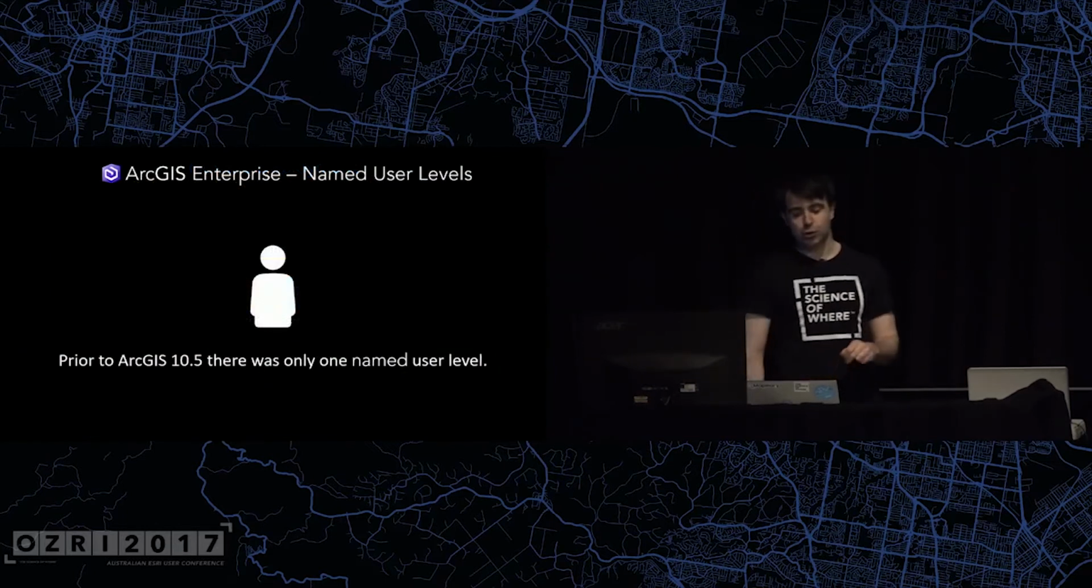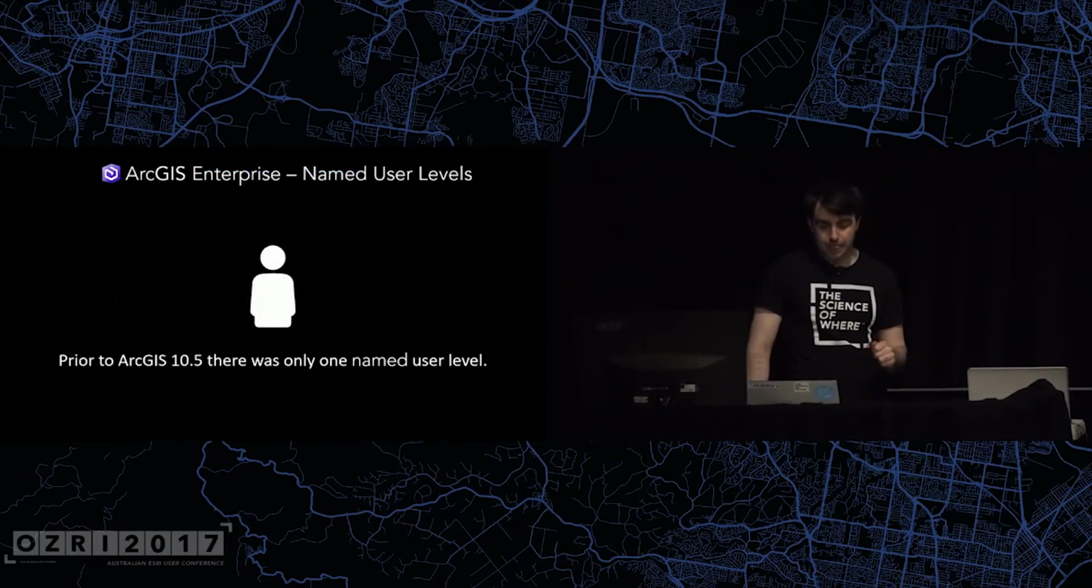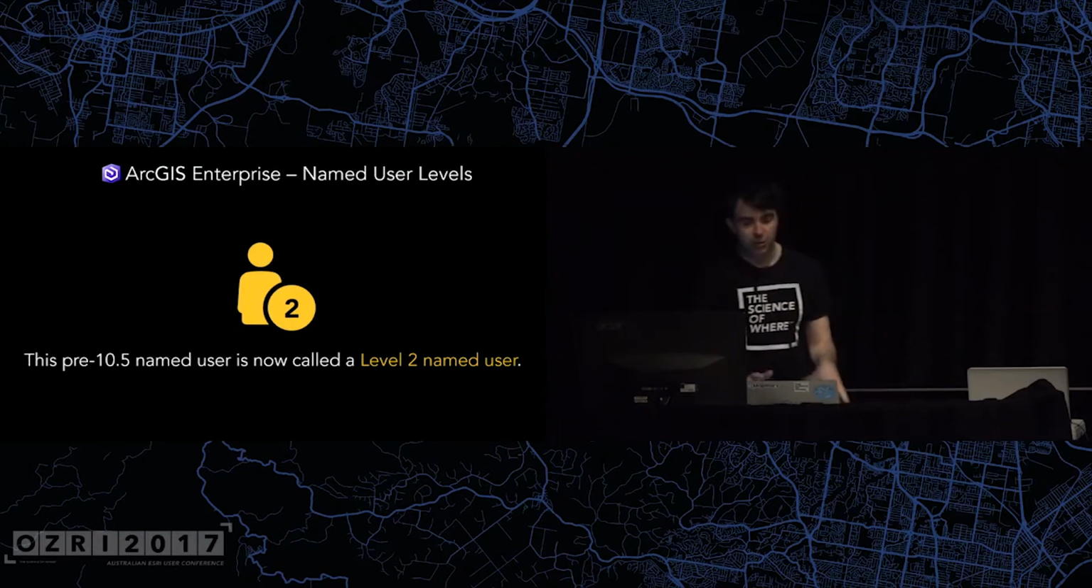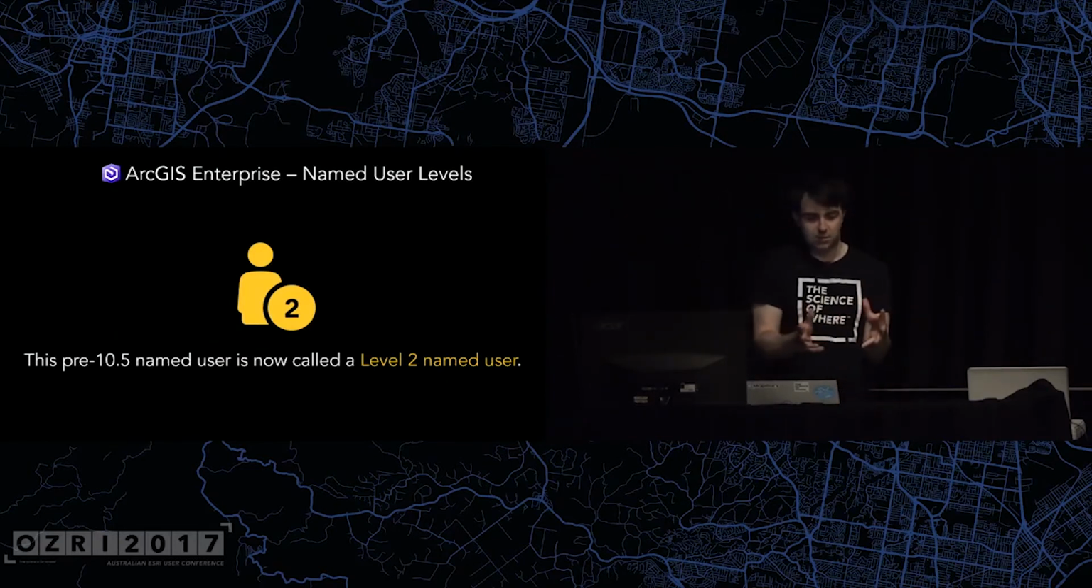Now at 10.4, you just had one type of named user. At 10.5, to match ArcGIS Online, ArcGIS Enterprise has now introduced 2 levels of named user. So that former named user is now what we call a level 2 named user. And this is the all bells and whistles. You can do anything with this.